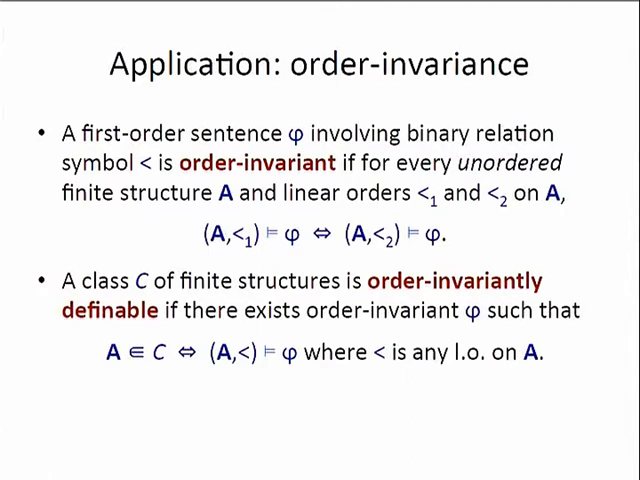Okay, so we say that a class C of finite structures is order invariantly definable, or definable in order invariant first order logic, if there exists some order invariant sentence phi such that an unordered structure A belongs to C if and only if A, together with an arbitrary linear order on A, models phi. Okay?